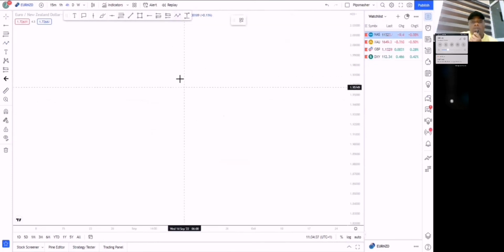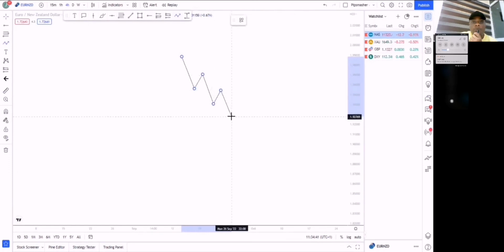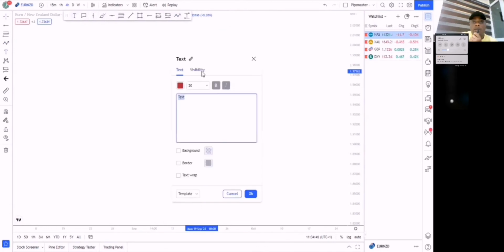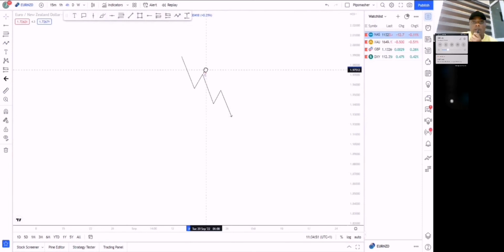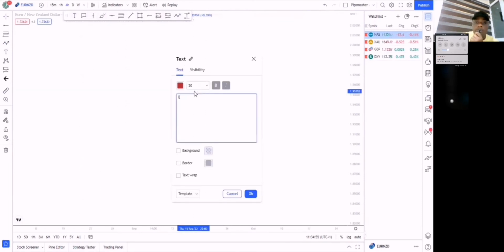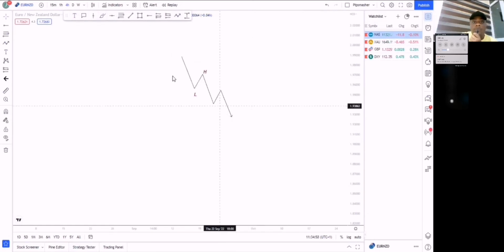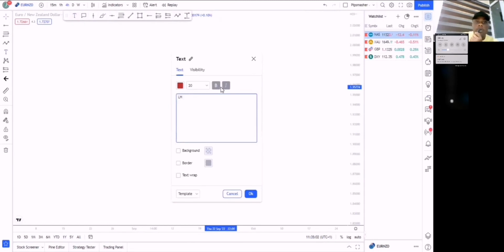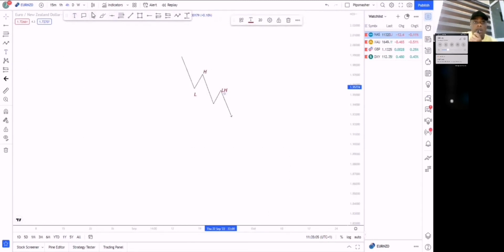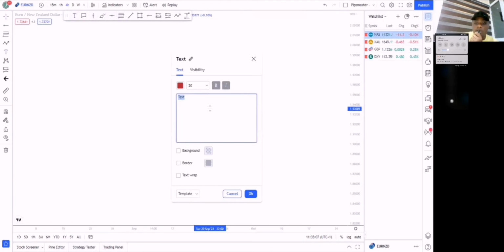Now, when we talk about a downtrending market, this is basically how a downtrending market moves. At this point, we'll have a high here, and then we'll have a low here. So this will be our lower high. I'll label that as LH. And this will be a lower low here. I'll label this as LL.